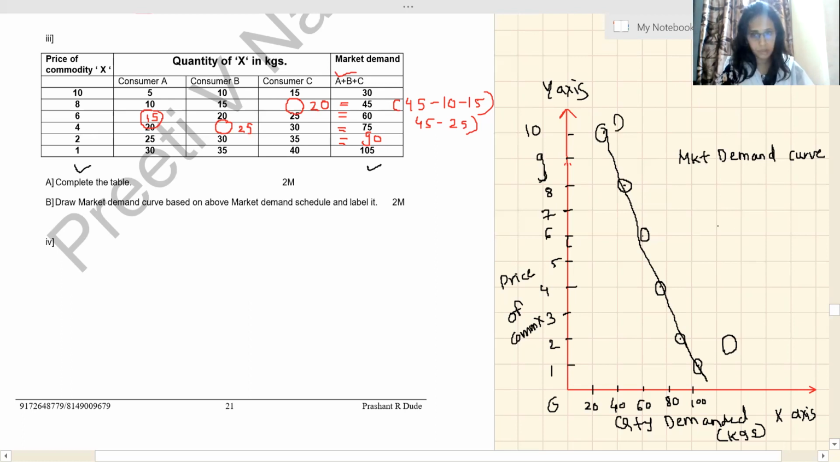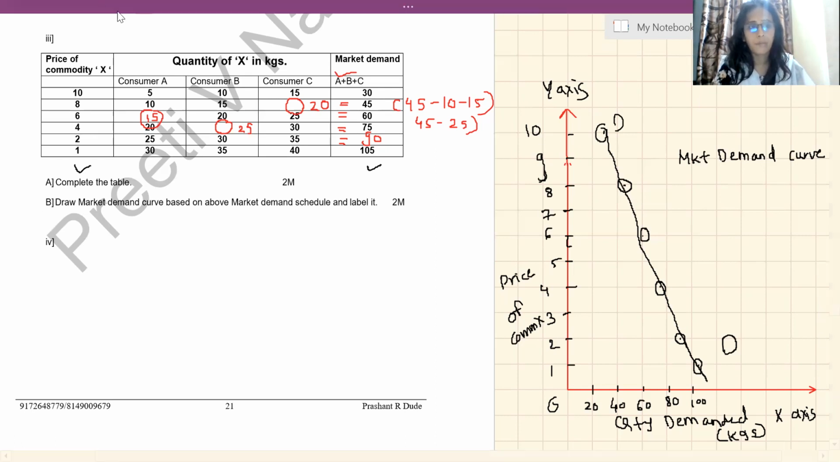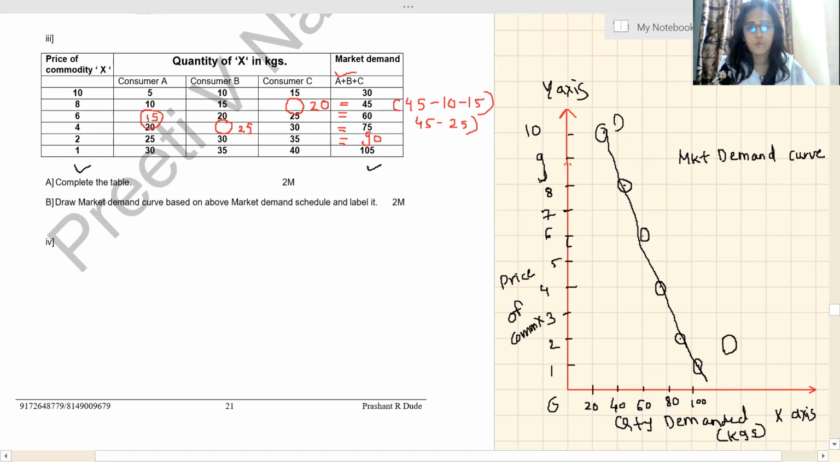Okay, then everything has been labeled. We are done with this. We have finished with this diagram. What I have done, I have concentrated on the price of the commodity and shown it on the y-axis. They have not given the units, so I have not written the rupees. If they have given, write it in rupees also. Quantity they have mentioned, so we have drawn it on the x-axis. Label the x-axis, y-axis, then the market demand curve. Draw it properly. We have finished the table and we have drawn the diagram also.